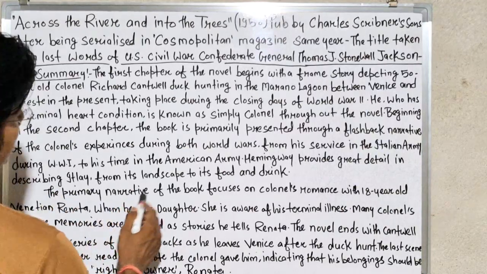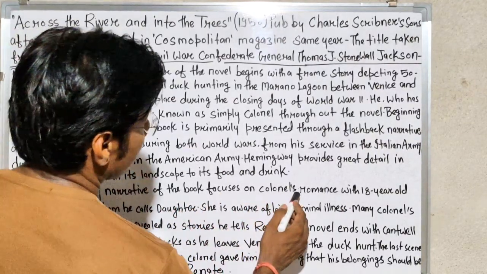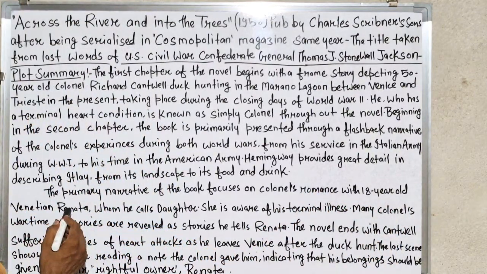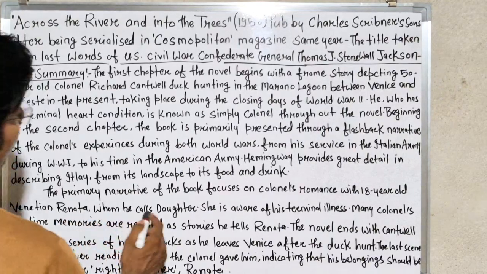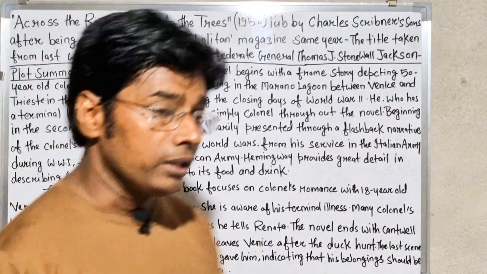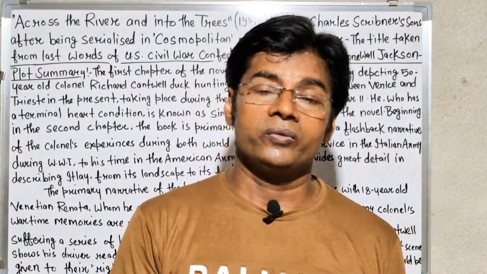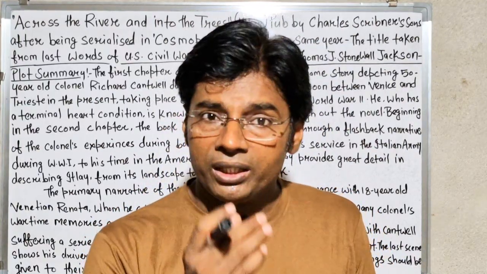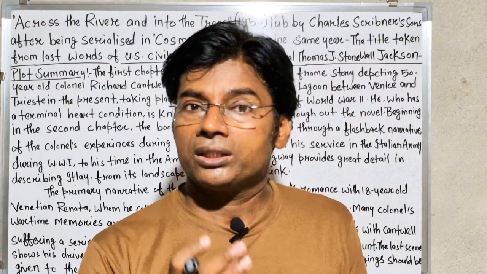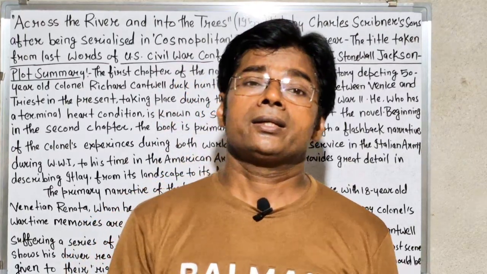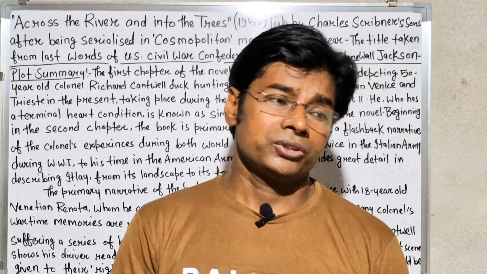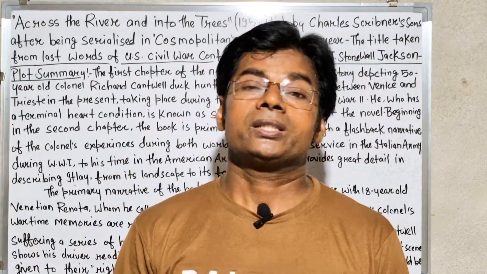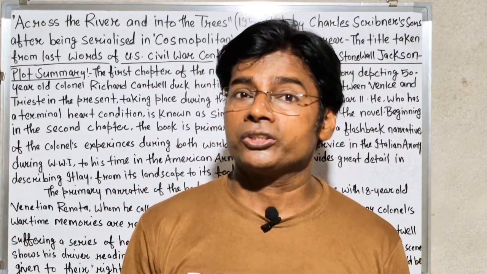The primary narrative of the book focuses on the Colonel's romance with 18-year-old Venetian Renata, whom he calls daughter. So the main plot, you can say, of the novel is concerned with this middle-aged man, Colonel Cantwell, who is in a kind of star-crossed romance with a young Venetian girl.